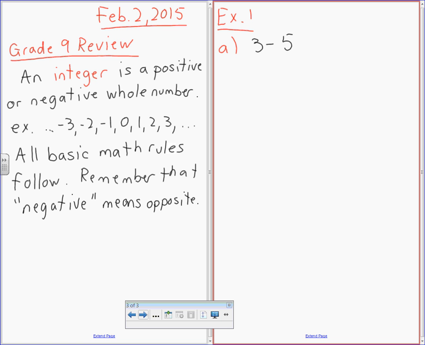Cassidy, 3 minus 5. -2, excellent. Do that in your head however you want to. The way I do it for myself is I subtract them, like 5 minus 3, and it's negative because the bigger number is negative.